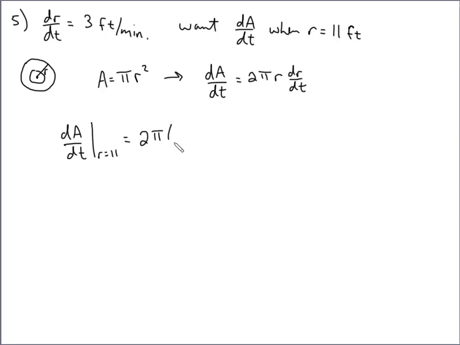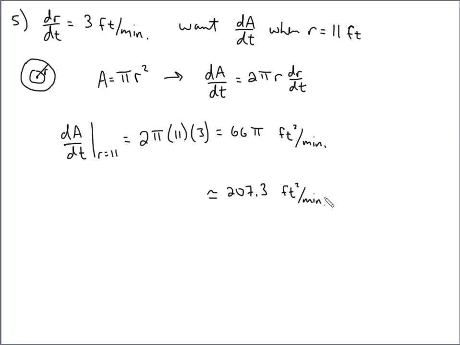So 2 pi, radius is 11, and we're told that dr/dt was 3, so multiply all this out. 11 times 2, 22, times 3, 66. So 66 pi feet squared per minute. The units are this because it's area. So if we want to approximate that, 66 pi will be roughly 207.3, so about 207.3 square feet per minute.